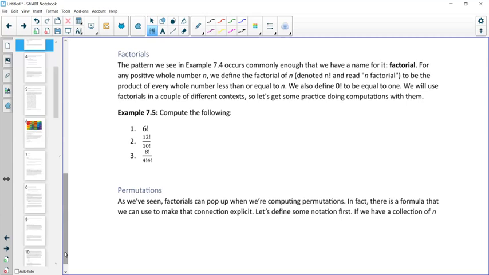So we start out with 6 factorial. Well, this is simply 6 times 5 times 4 times 3 times 2 times 1, which would be 720.